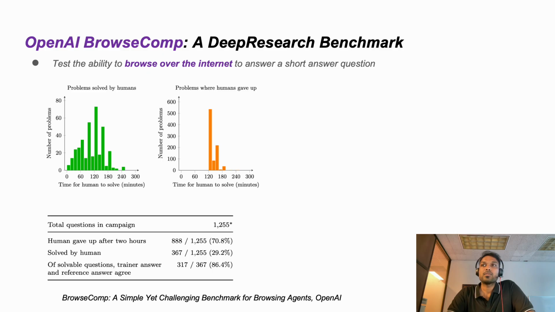Because the answer was designed to be short and some sort of indisputable fact, evaluation became much easier. It became verifiable, so you don't need to judge a long essay or open-ended response. You can simply check whether the model gets the exact short answer right or not. And when humans were asked to solve these tasks, they found them genuinely time consuming. For solvable questions, humans took about 2 to 3 hours, sometimes even 4 hours. And for unsolvable questions, they mostly gave up after 2 hours, as you can see.